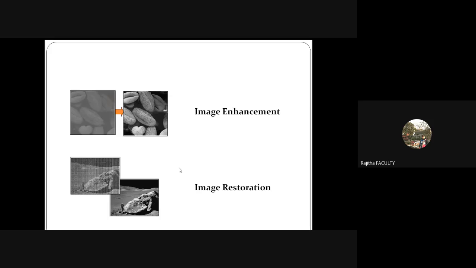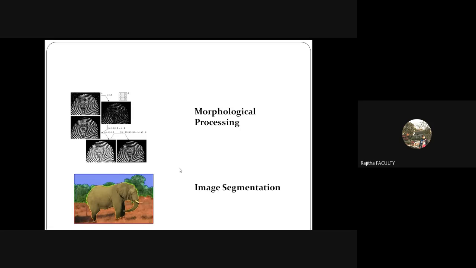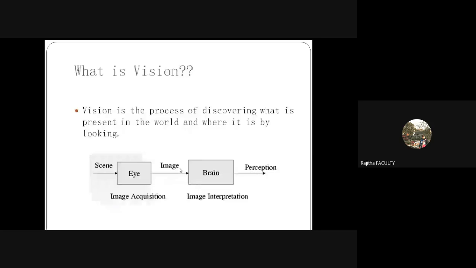So before applying any ML technique or any DL technique, your image must be clear enough. So pre-processing is mandatory, right? You need to apply a pre-processing technique and make your image clear enough. These are the remaining things; we'll not discuss much on this. Now we'll go for vision.